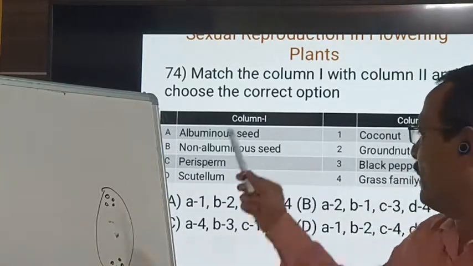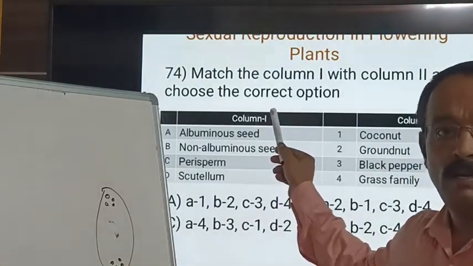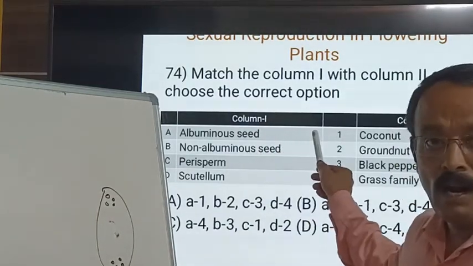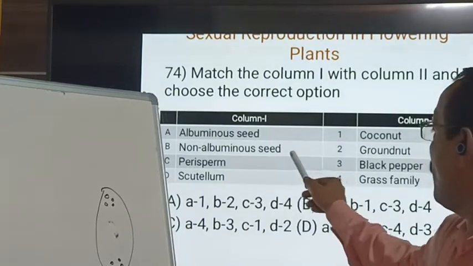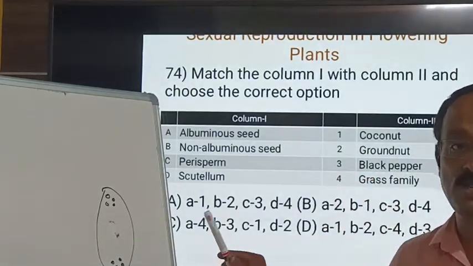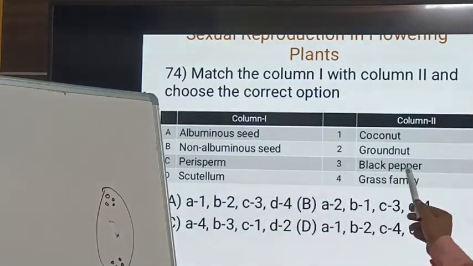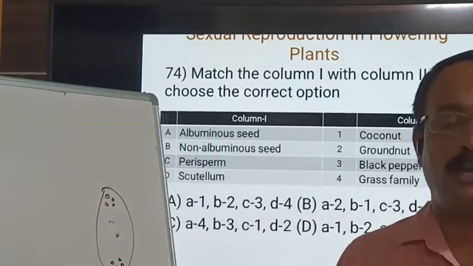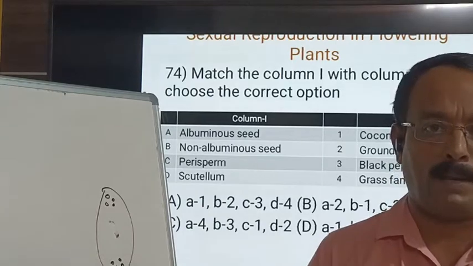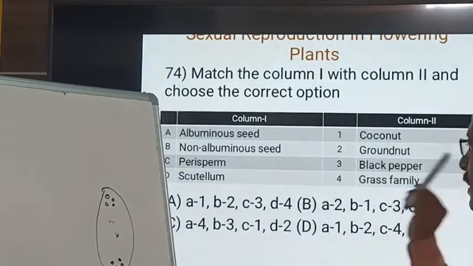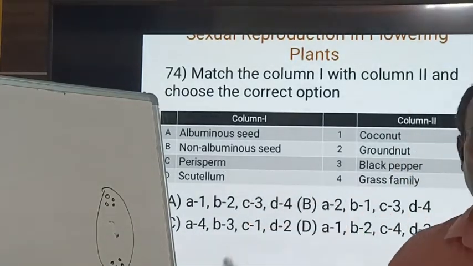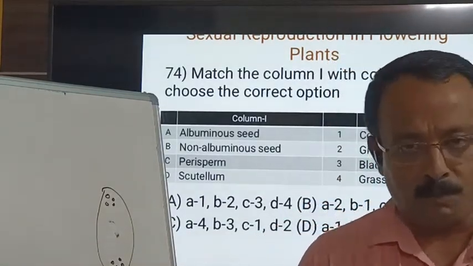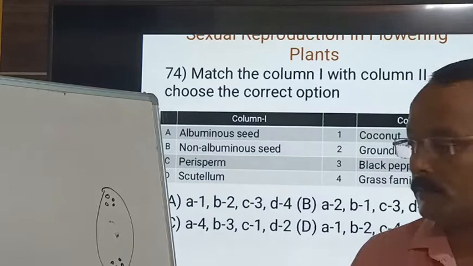So orchid among monocots is non-albuminous. Among dicots, castor is albuminous. So perisperm is a remnant of nucellus as seen in black pepper and beet. And scutellum is a single cotyledon which we find in the embryo of monocots, especially grass. Next one.